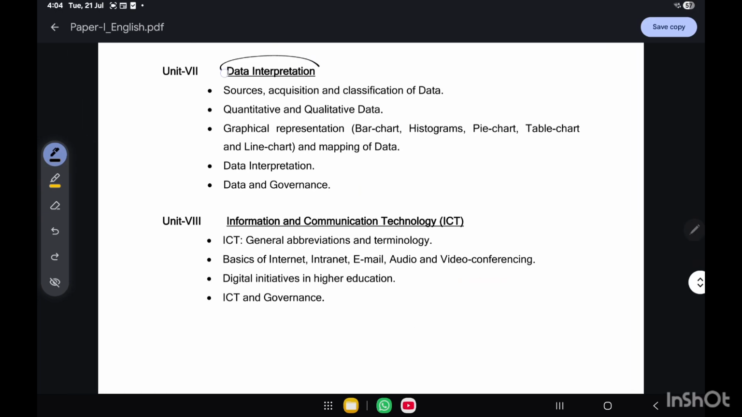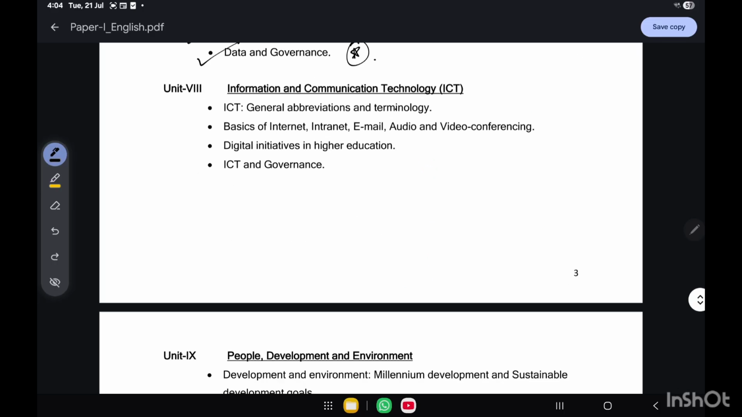And next unit is all about the data interpretation, where you're gonna learn about what are the classification of data, qualitative and quantitative. And this graphical representation is very important, where you're gonna learn about bar charts, pie charts, table charts, histograms, line charts, and mapping of data is super important. And related to data interpretation, data and governance, this is the most practical thing you should learn more about.